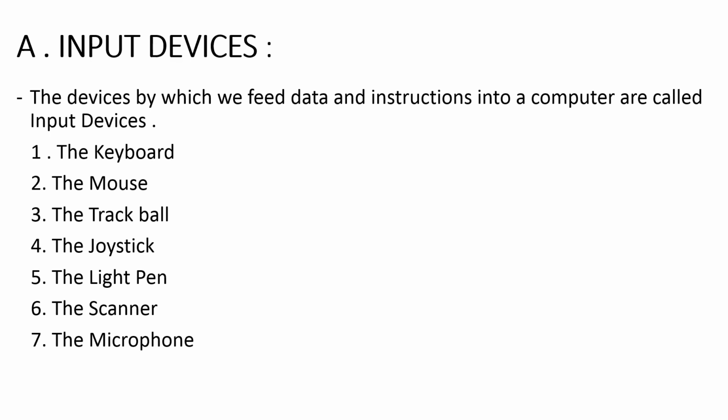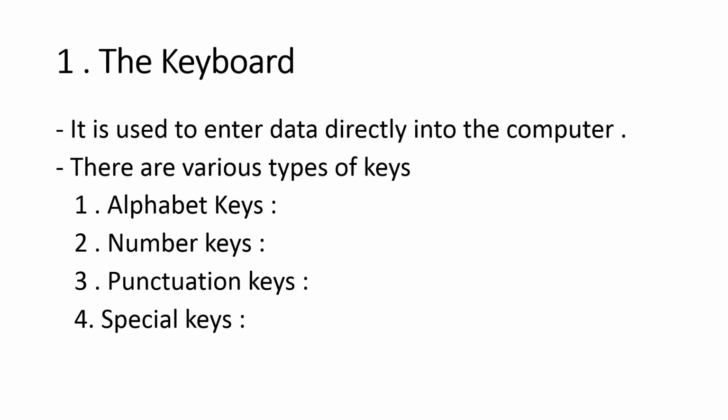Now, there are 7 input devices in this chapter that we are going to study. First is the keyboard, second, the mouse, third, the trackball, fourth, the joystick, fifth, the light pen, sixth, the scanner, seventh, the microphone. Now, one by one, we are going to study these input devices. First, we will study about keyboard. The first device is the keyboard.